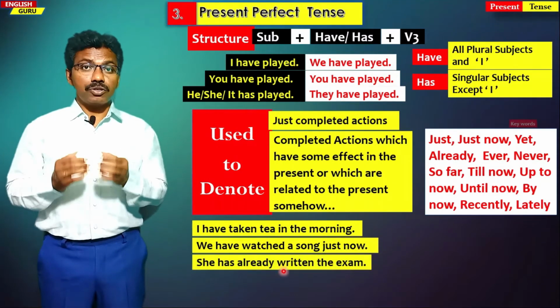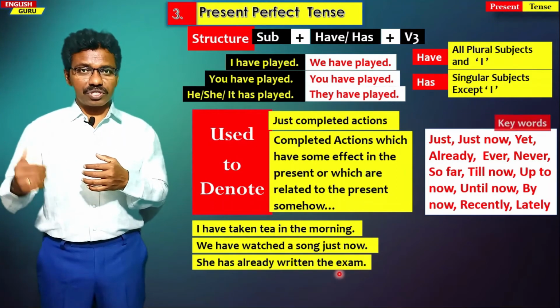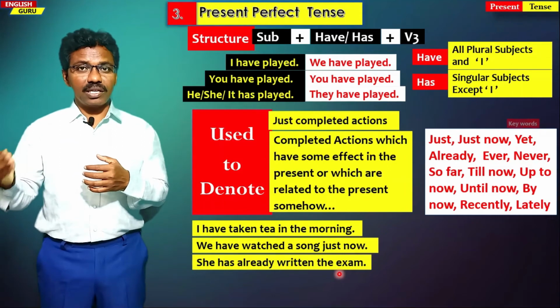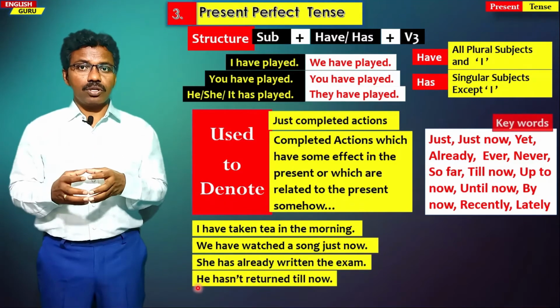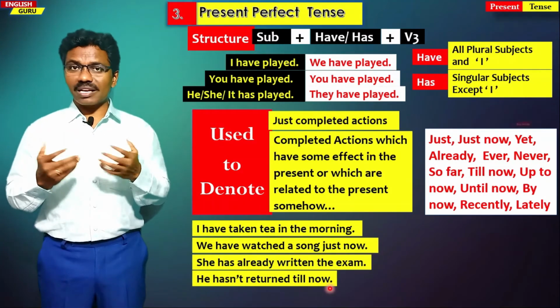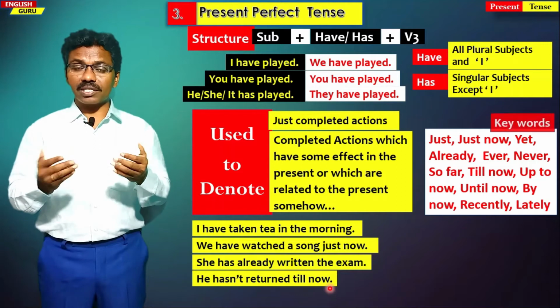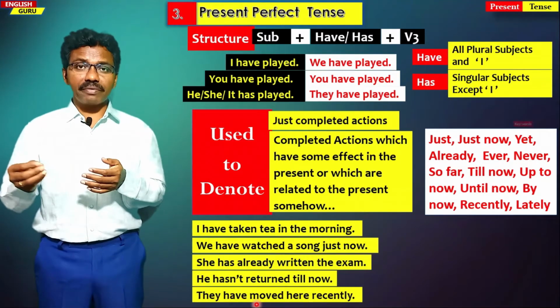In the next sentence, she has already written the exam. So she completed 1 hour ago. So she has already completed. So near completed action. So it's a just completed action. So next sentence, he hasn't returned till now. So till now he hasn't returned. It is not yet completed. It's a negative sentence.